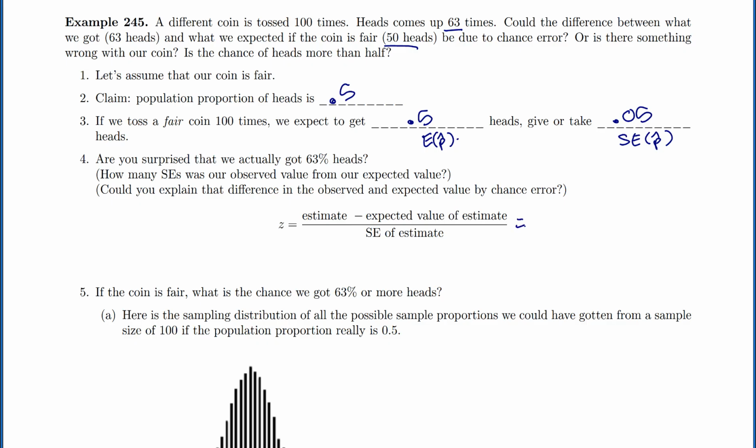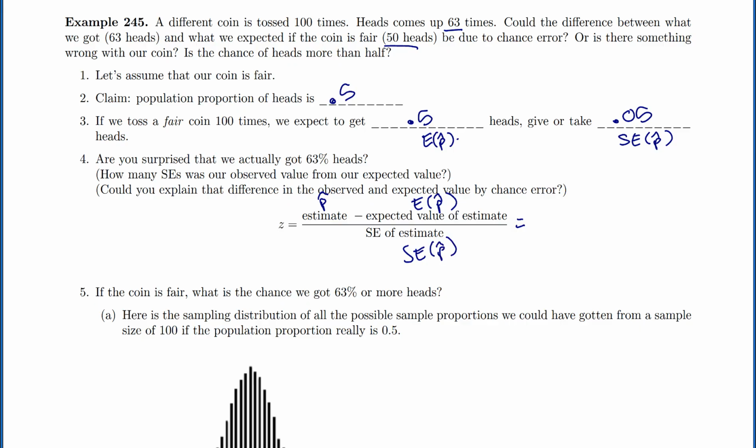That's looking like it could be a bit more surprising. So let's calculate how many standard errors our observed value was from our expected. Could we explain that difference between our observed and expected values by chance error? So our actual estimate, my p hat, minus the expected value of p hat, over the standard error of p hat.